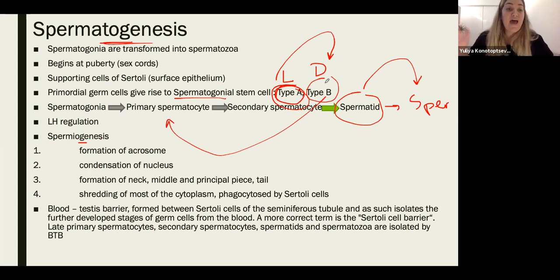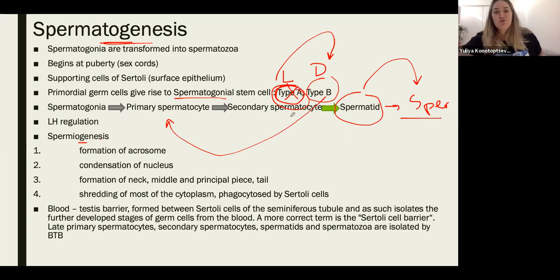Imagine what would have happened if I didn't have type A, if I only had type B. What would have happened? I would have eventually made spermatozoa, right? A male would ejaculate and that's it. You can't make more because there is no type A, there is no stem cell. So as you can see, that's not the case. The reason you can make more spermatozoa is definitely because of type A.